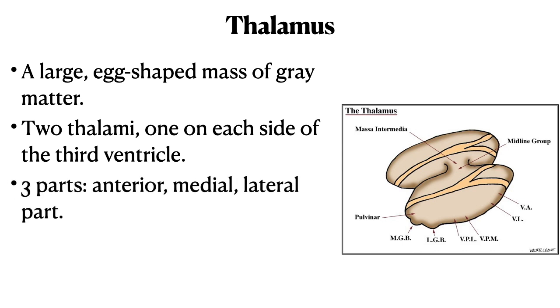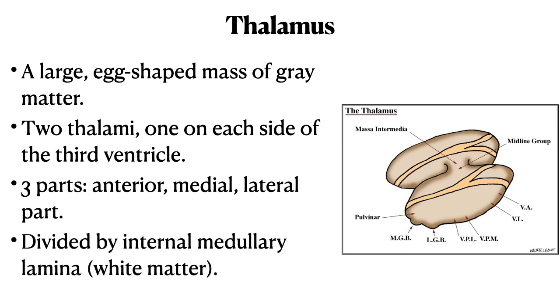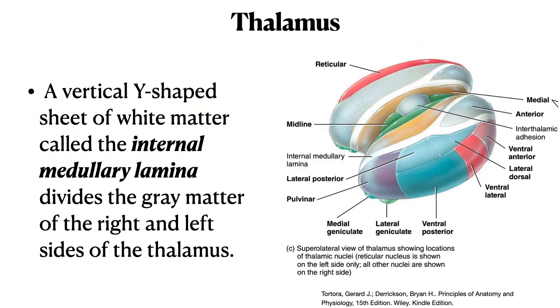Each thalamus has three parts: anterior, medial, and lateral. The three parts are divided by the white matter called the internal medullary lamina. The internal medullary lamina is a vertical Y-shaped sheet of white matter, and it divides the gray matter of the thalamus.